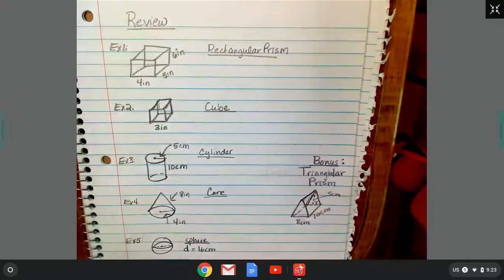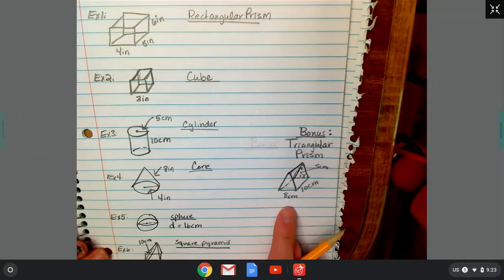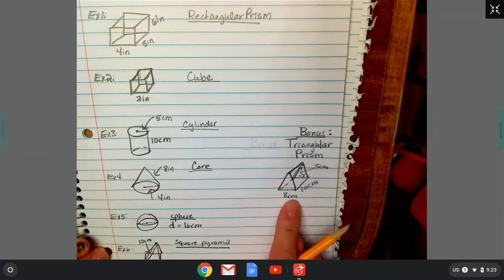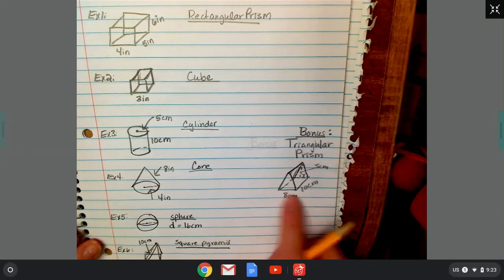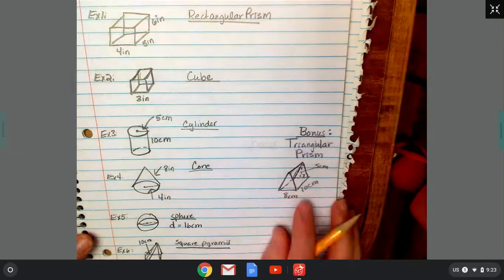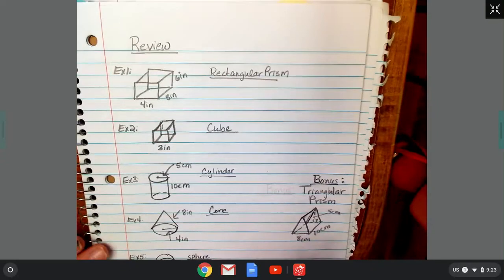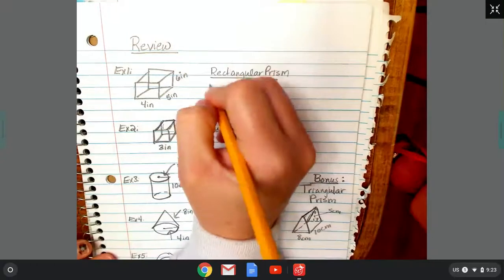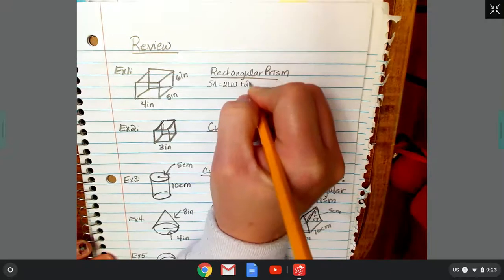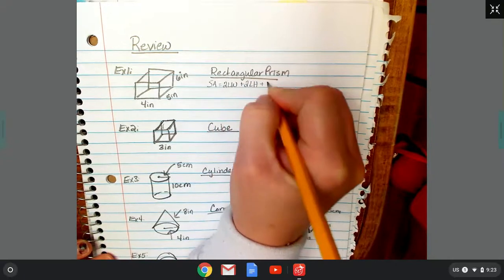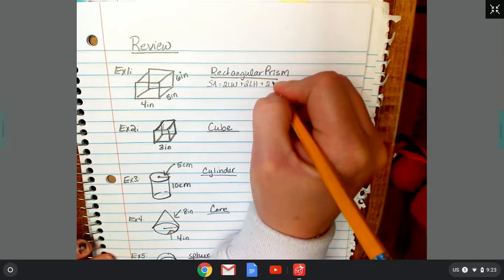Now, there will be one bonus question on the test if I pick out a triangular prism, because it's a little bit harder, but we'll go through how to do the triangular prism as well. So this combined formula for surface area is 2 times the length and width plus 2 times the length and height plus 2 times the width and height.